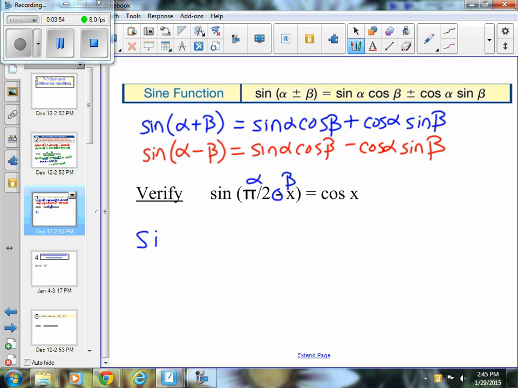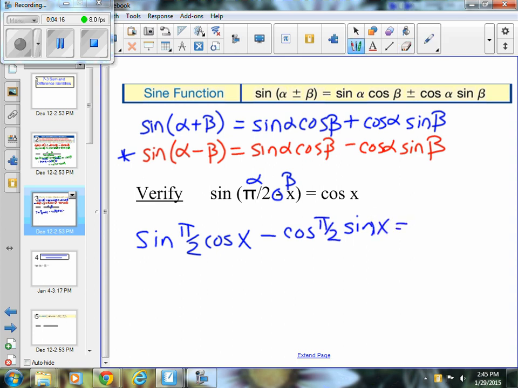So the sine of my first angle, so I'm using the second formula right here, sine of the first angle, pi over 2, times cosine of the second, which is just x, minus, because it's subtraction in both, cosine of the first angle, pi over 2, times sine of the second angle, which is the x. All right, we're trying to prove or verify that that's the same graph as cosine.